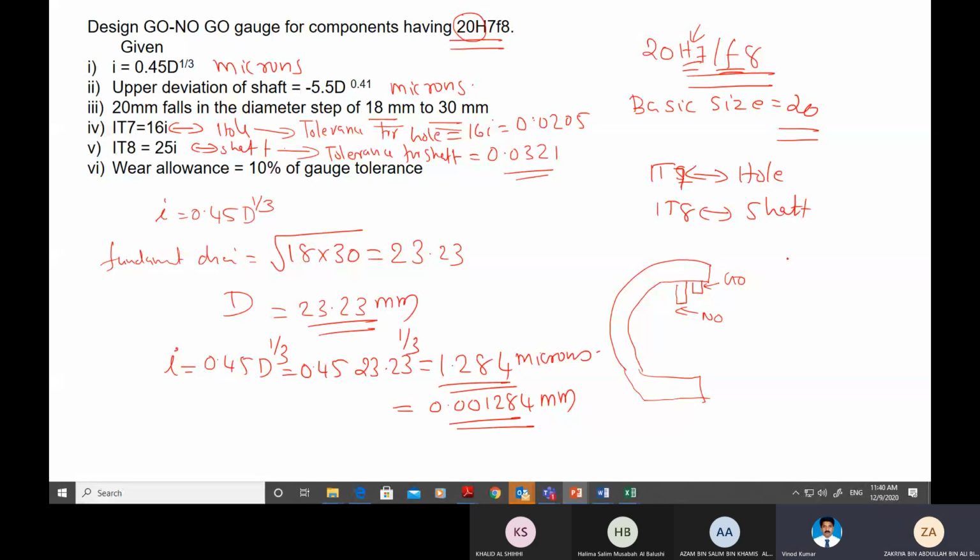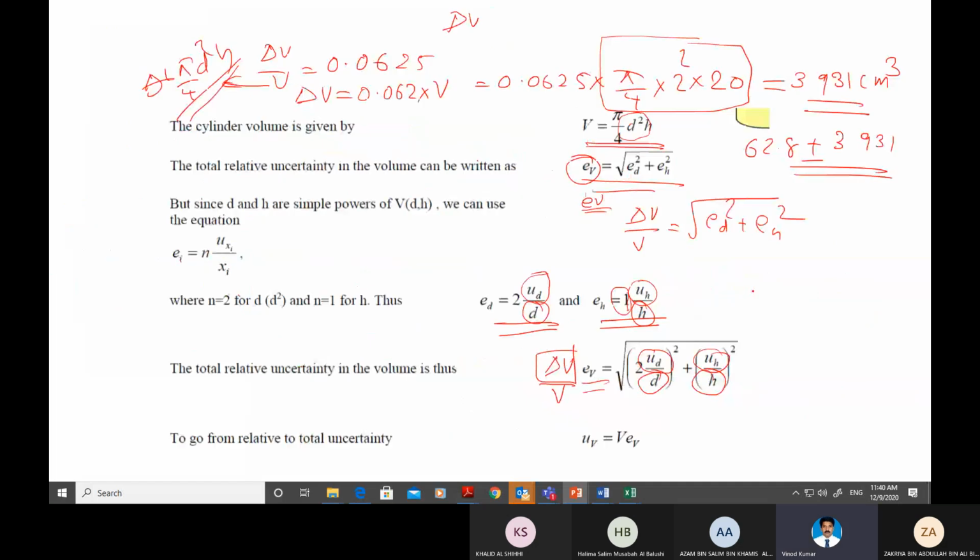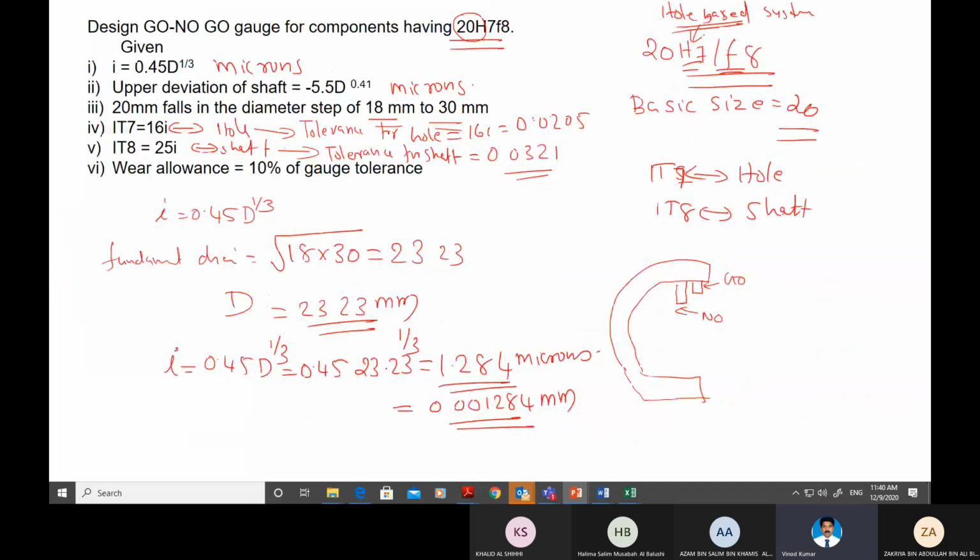Yes. So this is a hole based system because it is written 20 H7/f8, H based system. In a hole based system, you know that minimum hole is equal to the basic size. So what is the minimum hole here? Minimum hole is the basic size, which is 20.